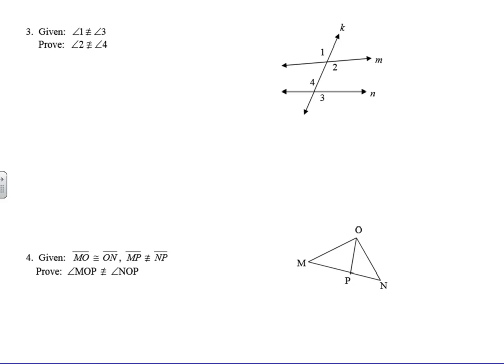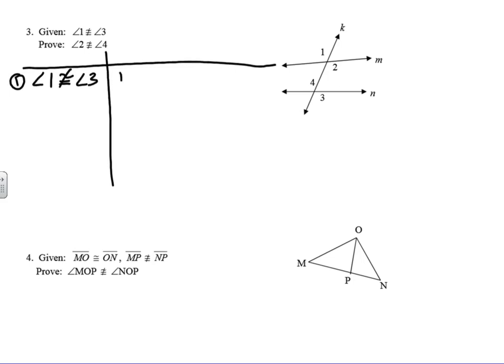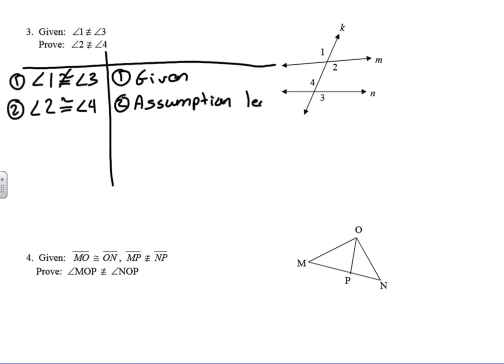All right, so we want to, let me just write this out here. Okay, so we're given that angle 1 is not congruent to angle 3. All right, that's our given. So we're going to assume the opposite of what we're trying to prove. Angle 2 is congruent to angle 4. Okay, and this is an assumption leading to a contradiction.